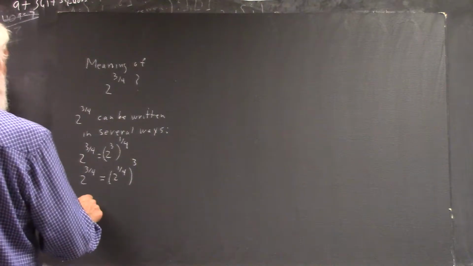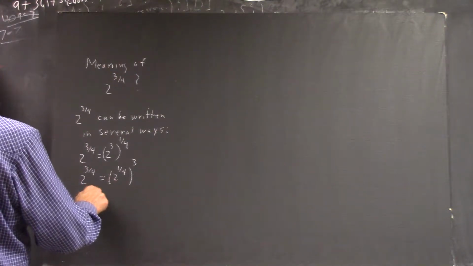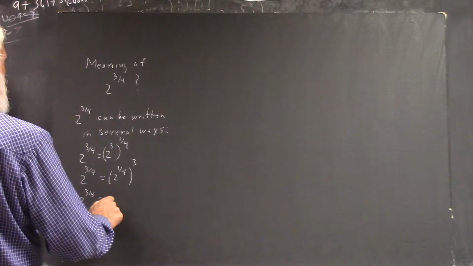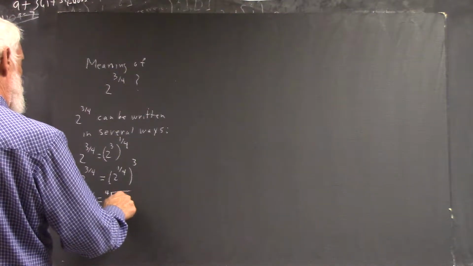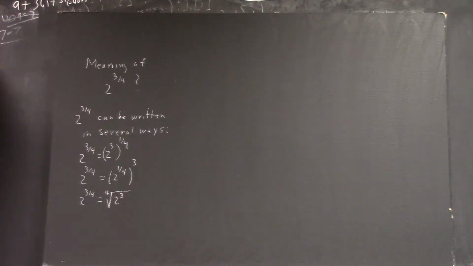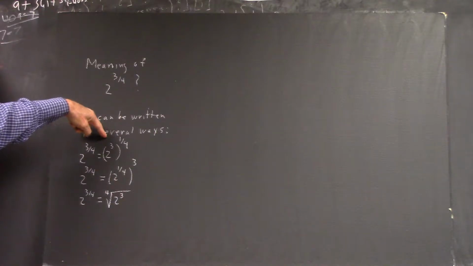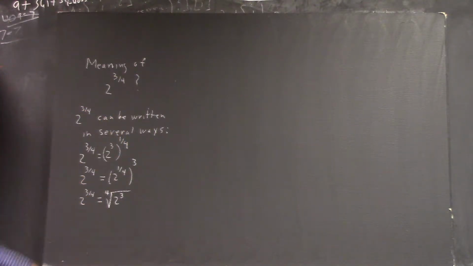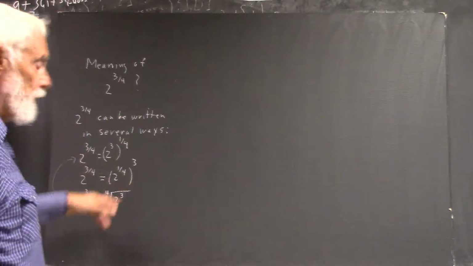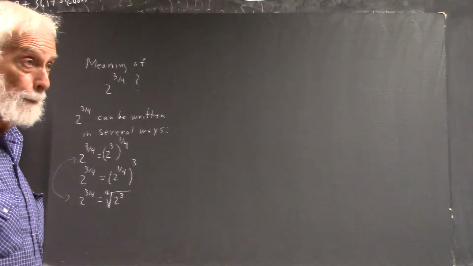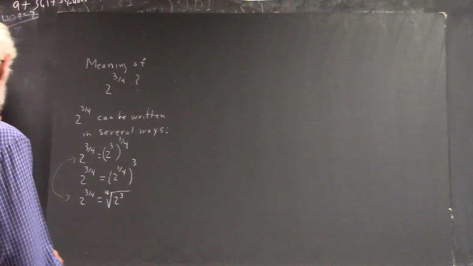Or we could write it as the 4th root of 2 to the 3rd. That's connected to this, right? The 1/4 power of something we could write as the 4th root. So this one and this one are just the same thing, but this one with radical notation, right? Okay.